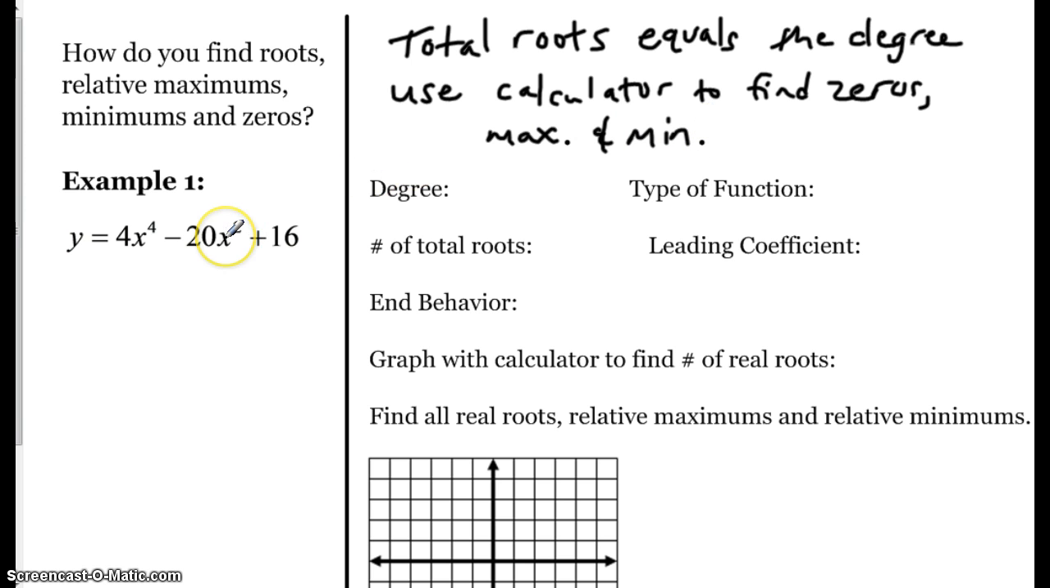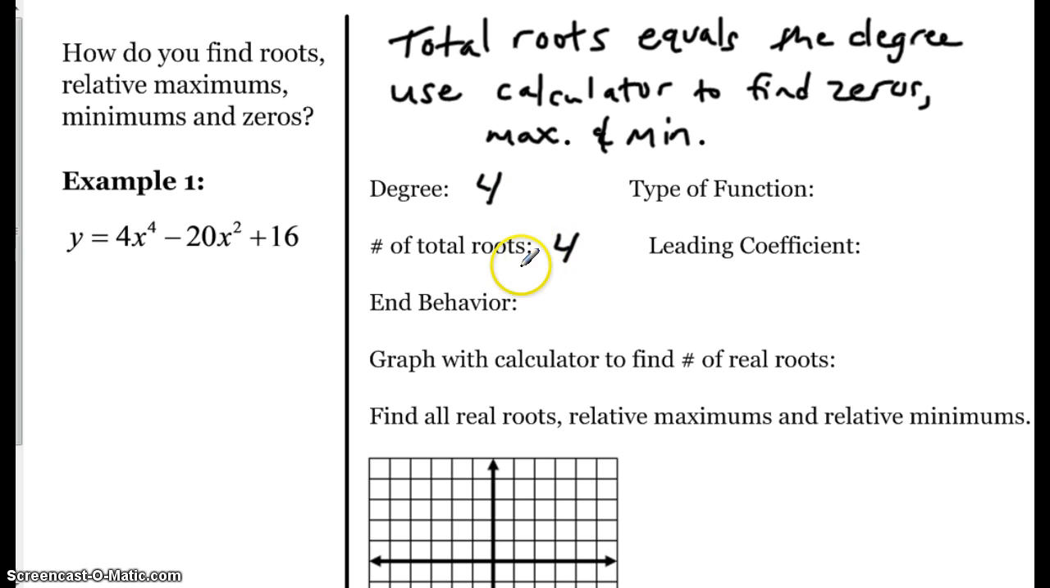Okay, so our first example, right away into a problem tonight. Our degree, remember, is our highest exponent of our variable. In this case, our variable is x, so our highest degree here, our highest exponent is 4. So our degree for example number 1 is 4. Now, to answer the total number of roots, that just equals a degree. So our degree is 4, so our total roots would be the same number 4.